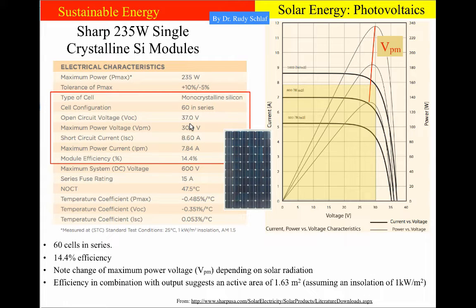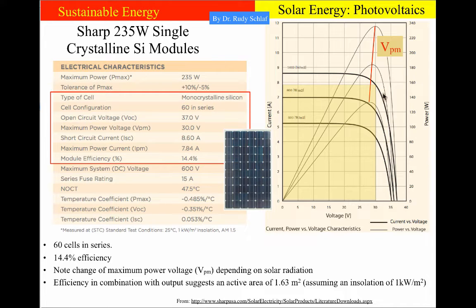The maximum power voltage is 30 and the maximum power current is 7.84 amps. So if you multiply these two, you arrive at about 235 watts. So you see here already that the wattage of a solar panel is given for that maximum power case. You can only achieve this by matching this solar panel with the right load that just draws this current if that voltage is applied.